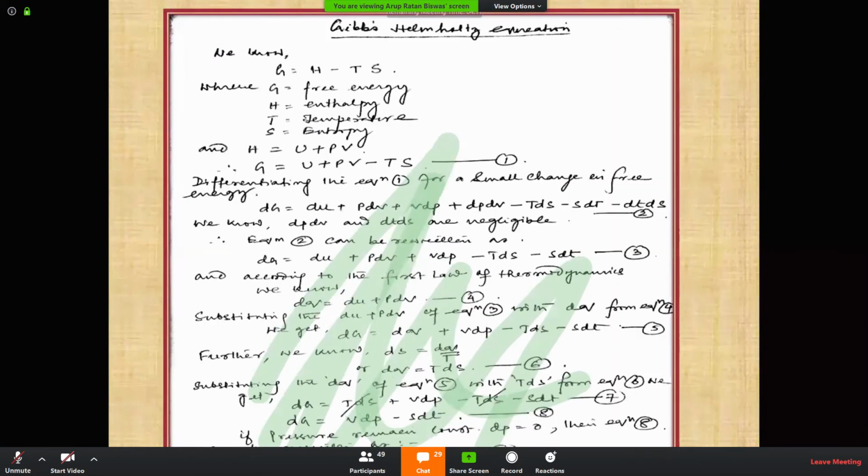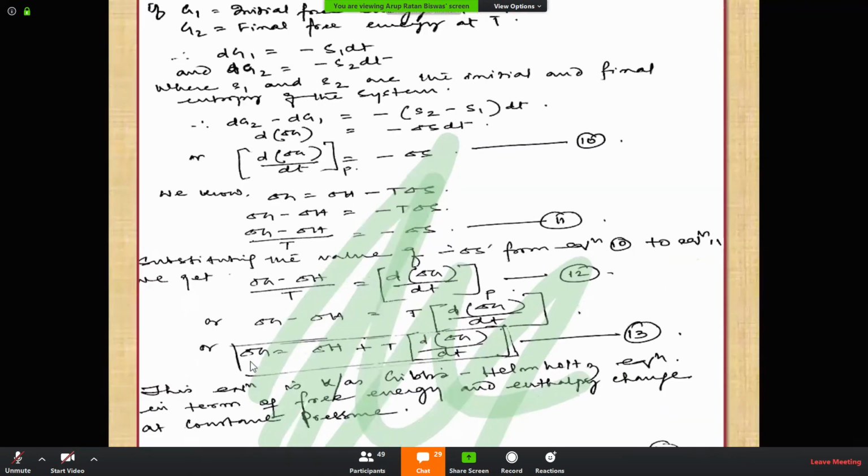This is what we are doing with the Gibbs-Helmholtz equation. Now, Gibbs-Helmholtz equation is another part of thermodynamics, the last parameter of the thermodynamic equations. In the Gibbs-Helmholtz equation, we have three parameters, that is the free energy, enthalpy, and entropy. So accordingly, I have done each and every derivation of this, and you come to the last portion, that is delta G is equal to delta H plus T times d(delta G)/dT. This is very important, and this is known as the Gibbs-Helmholtz equation.